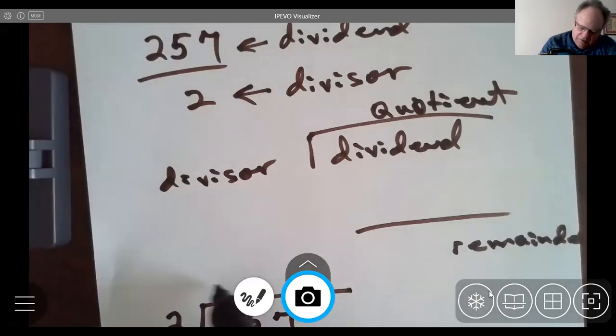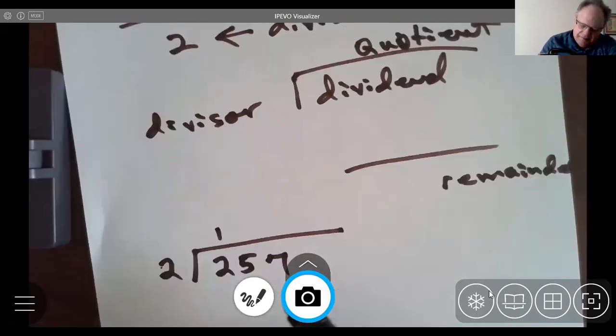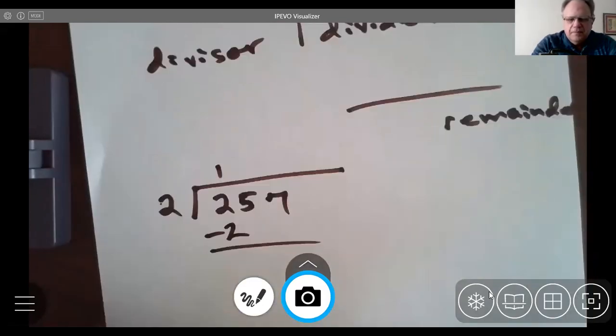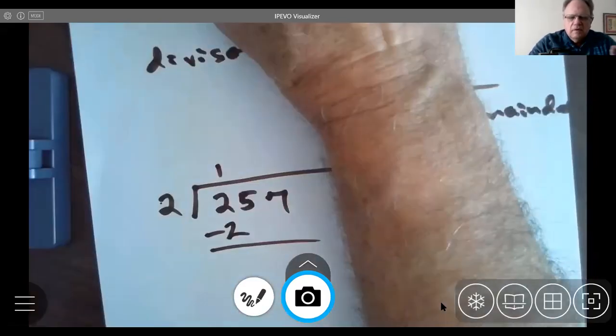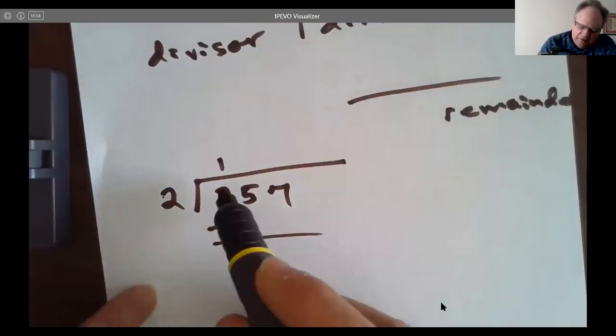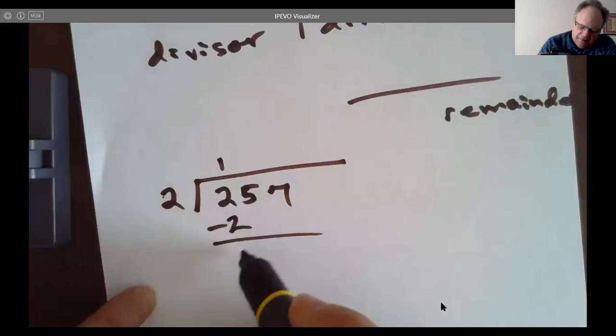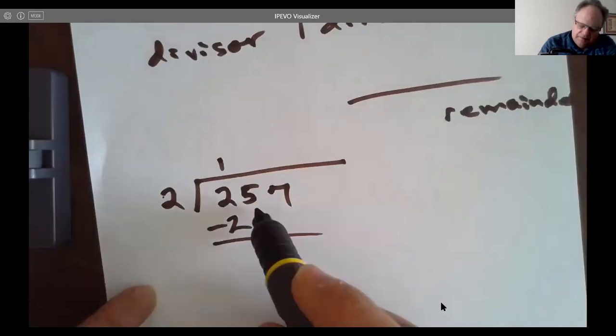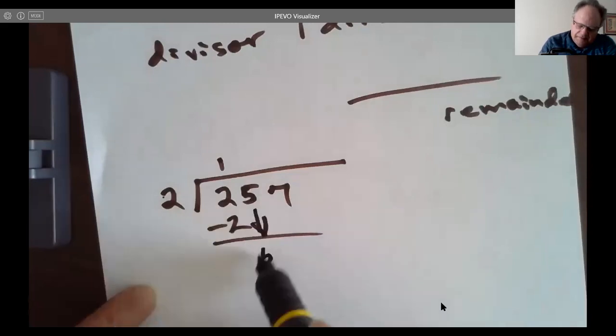So you ask yourself, what 2 goes into 2 how many times? Well, 2 goes into 2 once. So we could say 1 times 2 is 2. And then we have to subtract the bottom row. And the 2's cancel out. Well, we don't normally put 0 here. And the next thing we do is bring down the 5.